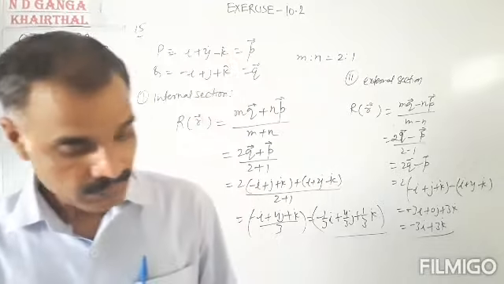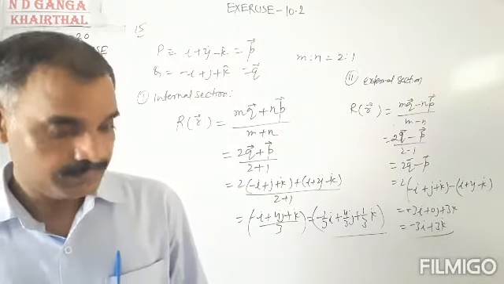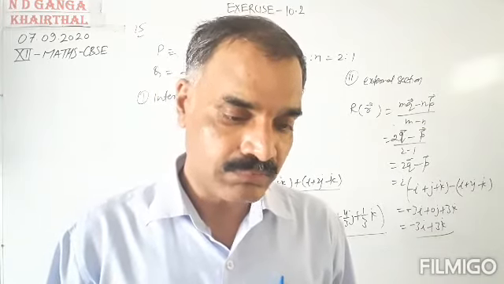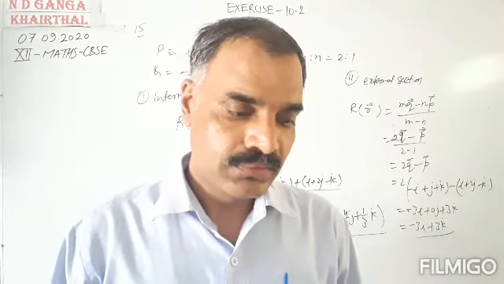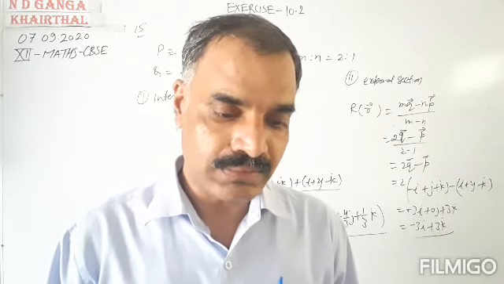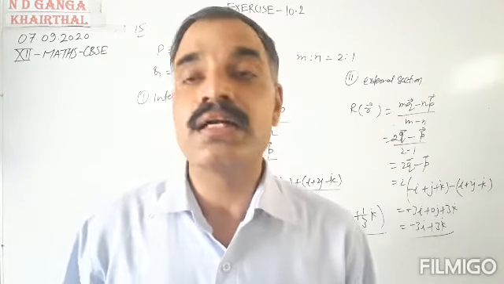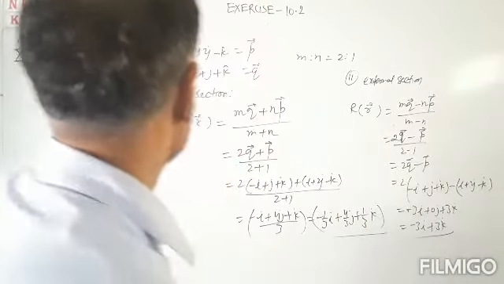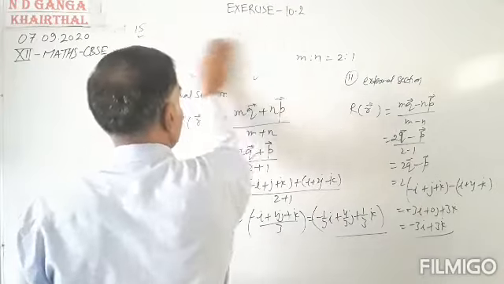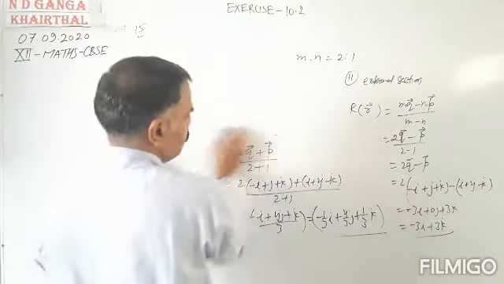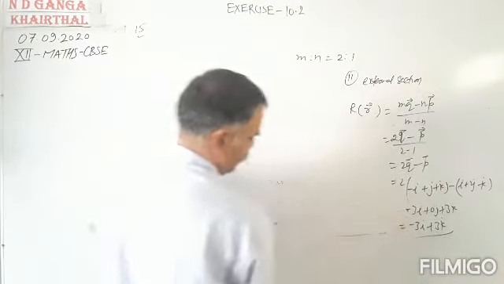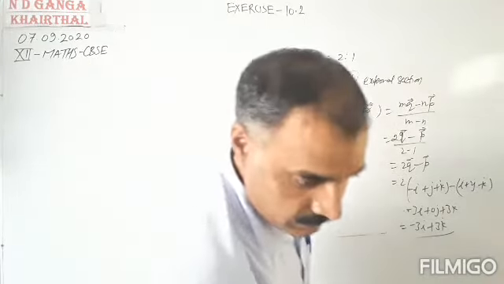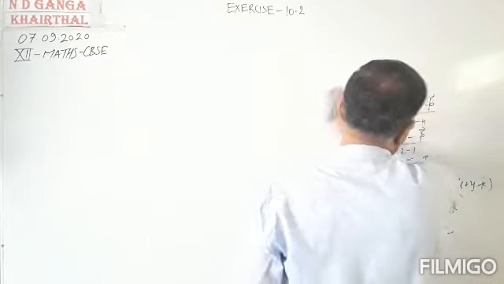Okay, so this was question number 15. Now we will take question number 17, where the points with position vectors form the vertices of a right angle triangle. Okay, so this is the last question of today's class. Question number 17.